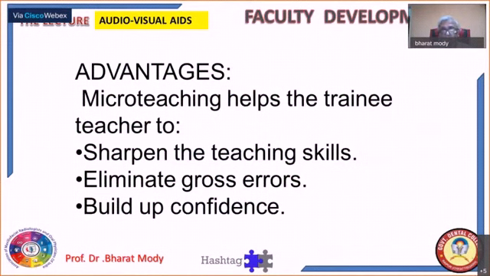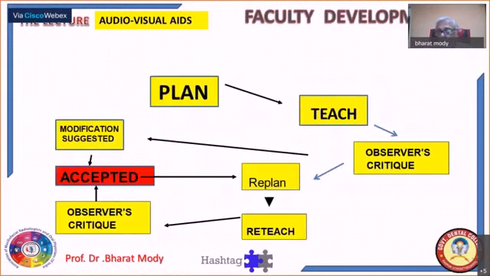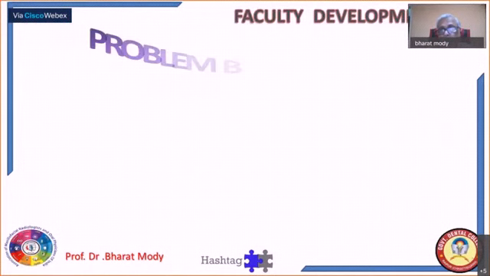So the subject matter will be the same, but the way in which teaching is done, that is to be evaluated. So you plan, you teach, and the observers, that is the seniors, will give you inputs. If it needs to be replanned and retaught, that can be done until such time as it is accepted. Then you can go ahead and give the lecture. So this is as far as micro teaching is concerned.